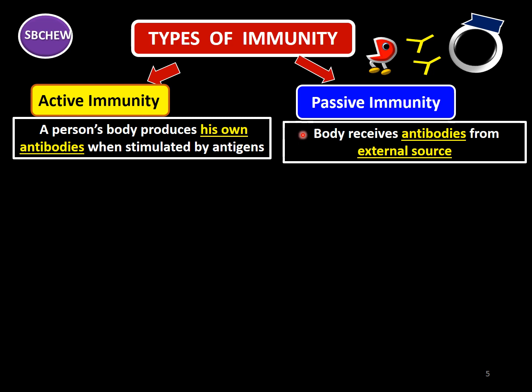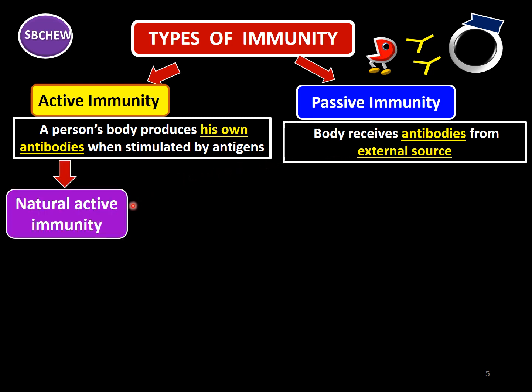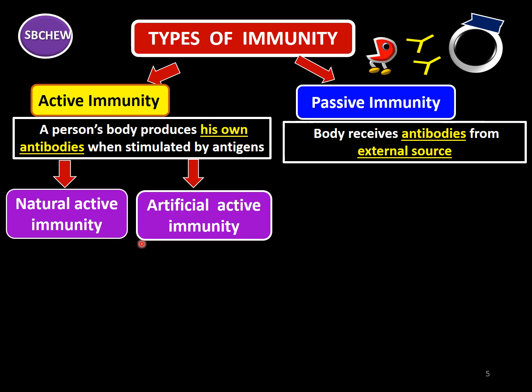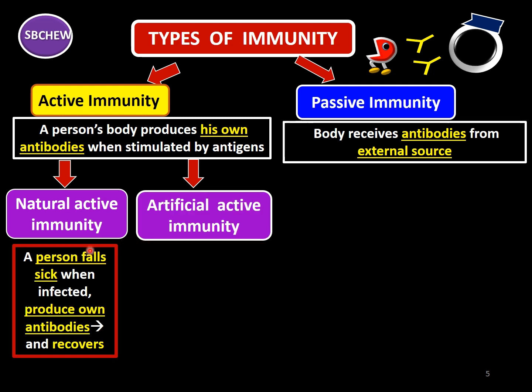For passive immunity, the body receives the antibodies from an external source, for example, from the mother or from an injection. Now, active immunity can be divided into natural active immunity and artificial active immunity. In natural active immunity, a person naturally falls sick when infected and starts to produce his own antibodies against that antigen or pathogen, and then he recovers.